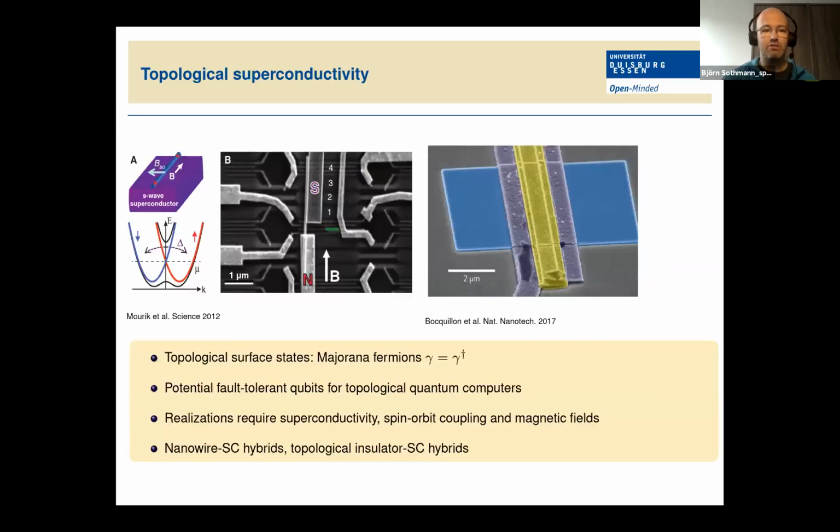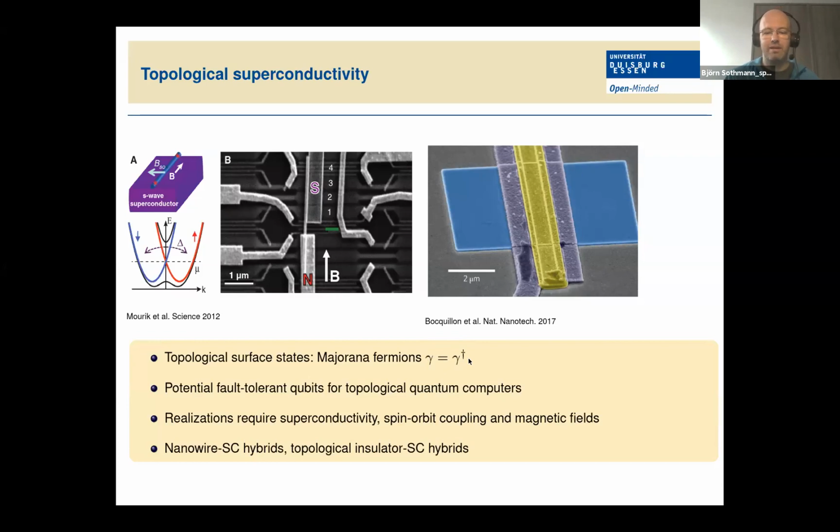All right, so much about the caloritronic aspects. Let's now come to topological superconductivity. Topological superconductors, just like any other topological state of matter, are characterized by having topologically protected surface states. For topological superconductors, the key feature of the surface states is that they are Majorana fermions, meaning that their creation and annihilation operators are equal to each other. And this has some important consequences.